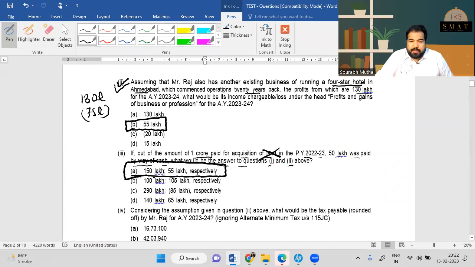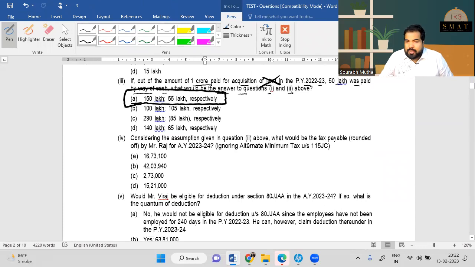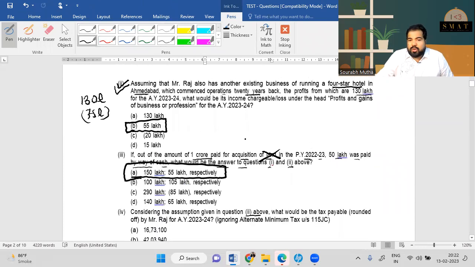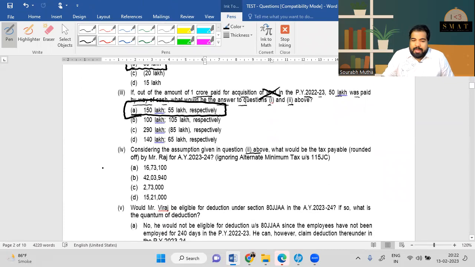All right. Moving ahead, considering the assumption given in question number 2, which is talking about the Ahmedabad hotel, what would be the tax payable rounded off by Mr. Raj for the year, ignoring alternate minimum tax? So guys, he has two hotels. One has a loss of 75 lakh. One has a profit of 130 lakh. So overall, that is 55 lakh.